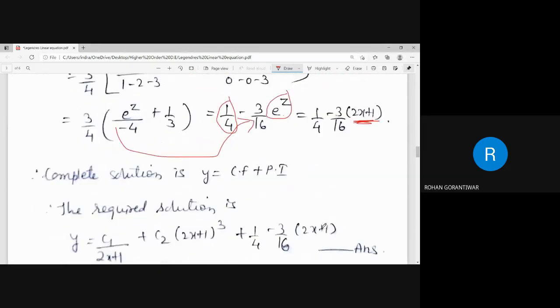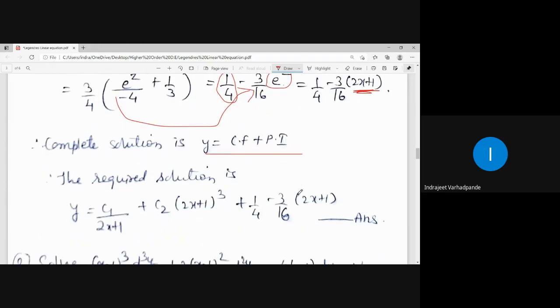Yes, sir. The complete solution is y is equal to CF plus PI. The required solution is y is equal to C1 upon 2x plus 1 plus C2 into 2x plus 1 whole cube plus 1 by 4 minus 3 by 16 into 2x plus 1.